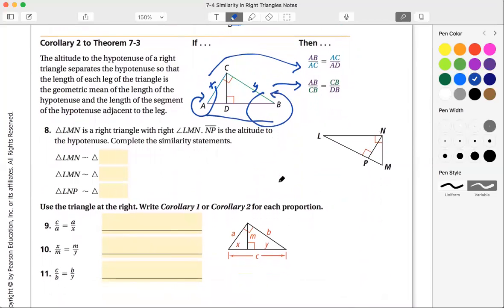So if triangle LMN is a right triangle with right angle LMN, and NP is the altitude to the hypotenuse, complete the similarity statements. So we know that triangle LMN is similar to triangle LNP, LMN is similar to triangle NMP, and LNP is similar to NMP.